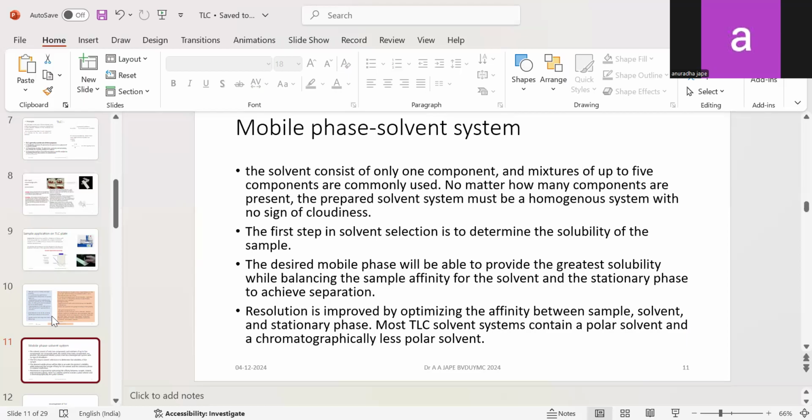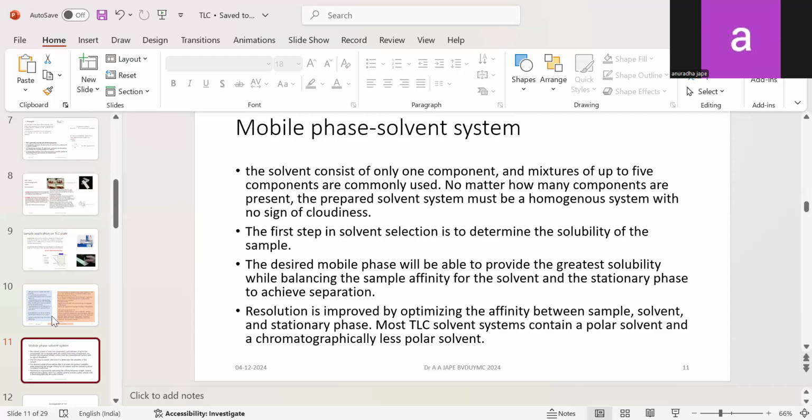Now comes how to choose this solvent system. So, very importantly, it is required to determine the solubility of the sample in the solvent system. So, the desired mobile phase should be the one which is going to give you highest possible solubility. You have to balance out the sample affinity for the solvent and for the stationary phase to achieve the separation. That is the basic criteria. But at the same time, good solubility of the analyte in the mobile phase is also required.